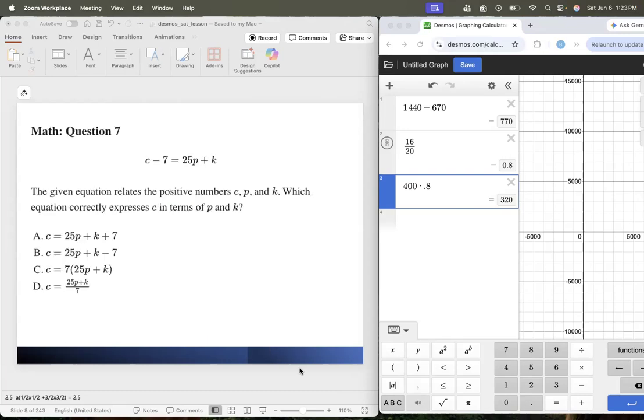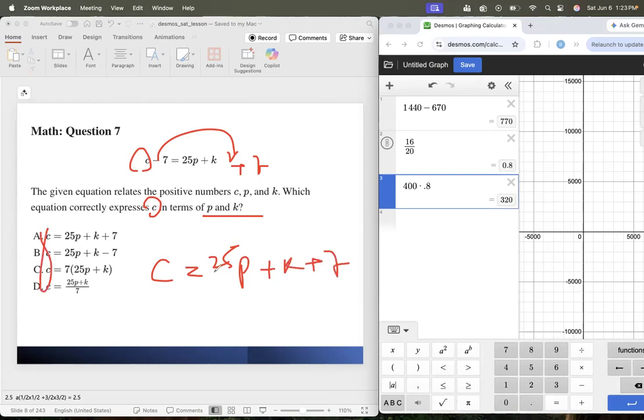The given equation relates the positive numbers c, p, and k, right? And they say which equation correctly expresses c in terms of p and k. When they say that, that means simplify c and let c stand on its own. Well, I see c here is already on its own. I take this 7 here, it will be plus 7. And see if there's anything that looks like that, right? So I have c, 25p plus k plus 7. Well, all of them start with c. I have 25p. This is gone. This is gone. 25p, 25p. I have k plus. Therefore, A is the right answer.